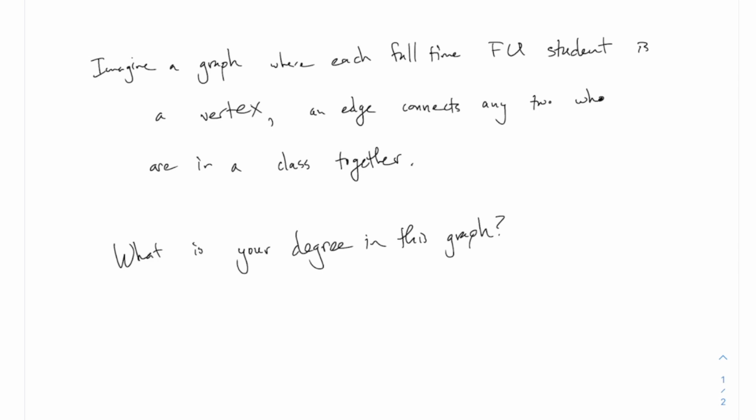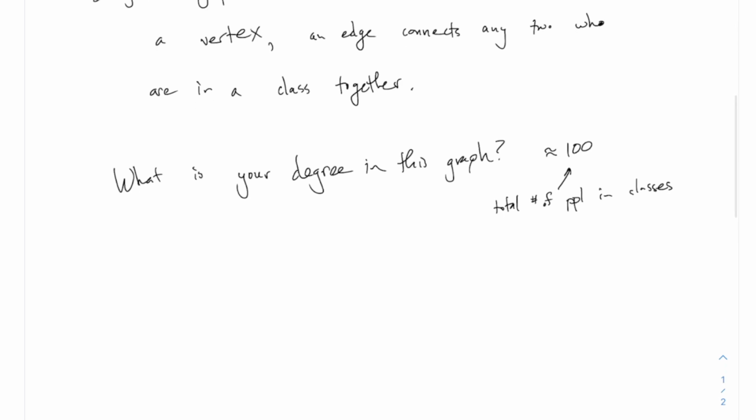The question really boils down to how many total other students you are in the same class as. And there's a lot, right? All of these people, plus a whole bunch of other ones from all your other classes. So what's your degree in this graph? I don't know exactly, but you've got 5 classes and let's say an average of 20 people in each of those classes. I would say about 100, right? This represents the total number of people in classes with you, which is probably about 100. Depends on what classes you're taking, I suppose.